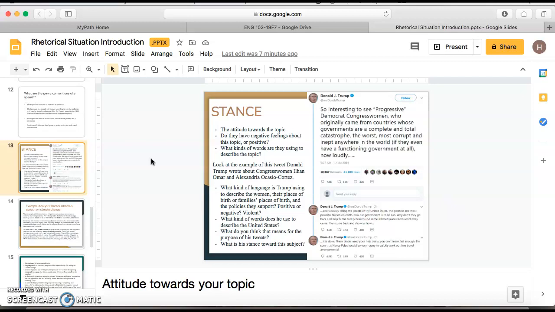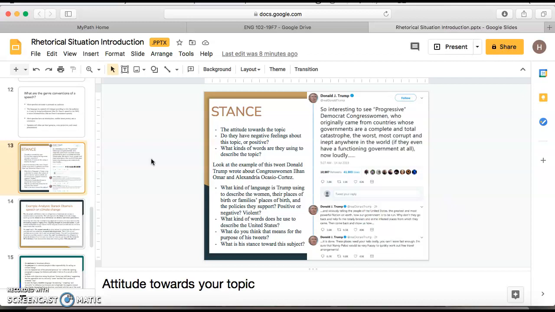You can also think about what his stance means for the purpose of his tweets. What do you think his purpose is? I think it's probably to drum up some pushback for the policies that these women support. Also, you can think about what that means genre conventions wise, and the fact that as far as presidential addresses and presidential statements go, this doesn't fit the genre conventions of what we would normally see from a president.